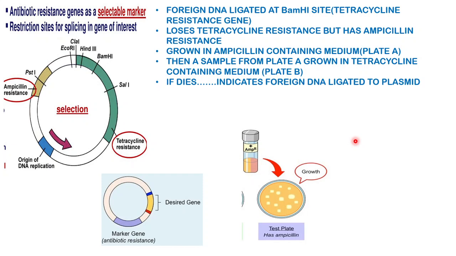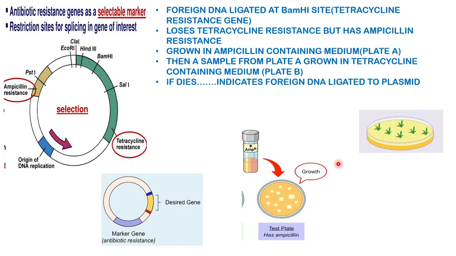Now the question is, why did it not get any protection? Because the tetracycline resistance gene was replaced by our desired gene. That means these cells have taken up the new DNA, and that is why tetracycline resistance was lost, and they could not grow in the presence of the tetracycline antibiotic.